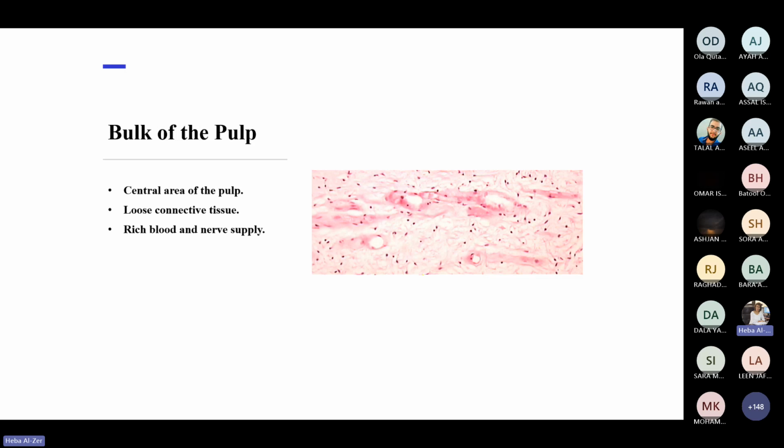And there is the bulk of the pulp. As you can see, the bulk of the pulp is formed by the extracellular matrix with the fibroblasts. And there is where we find the capillaries, arterioles, venules, nerve supply, and lymphatic supply. We will see a lot of sections of the bulk of the pulp in the practical module.